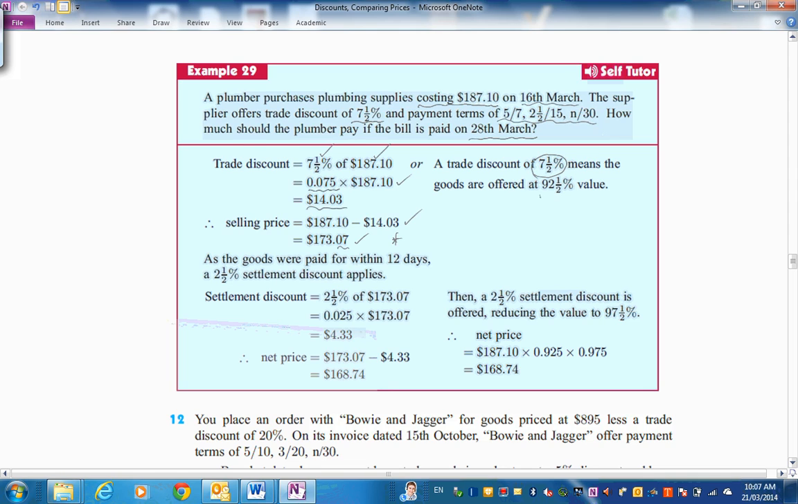Okay, so you could do the other way. 7.5% off means 92.5% left. So 92.5 is 0.925 to get the final price times $187.10.